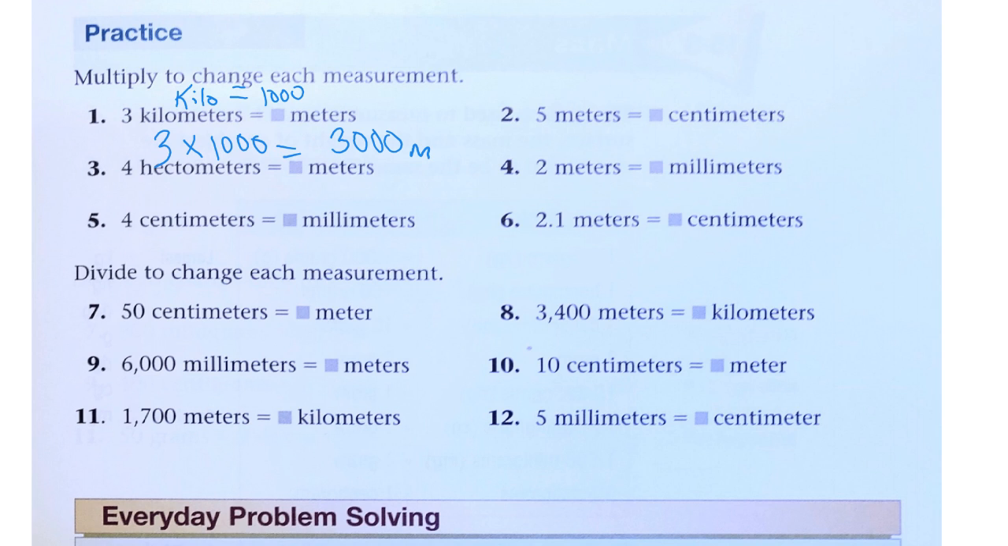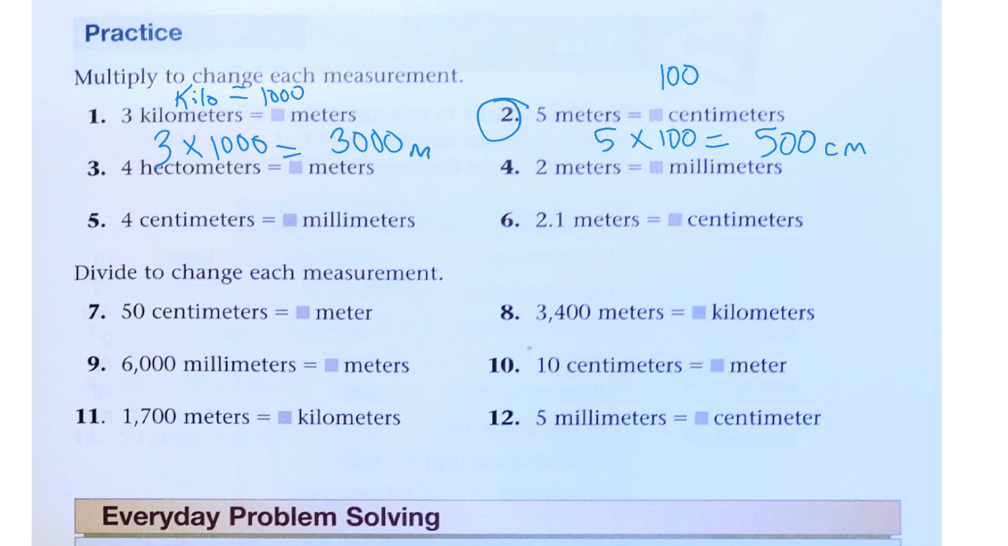Let's do number 2. Meters to centimeters. So moving from larger to smaller, there are 100 centimeters in 1 meter. So we have 5 times 100. So we're going to get 500 centimeters.